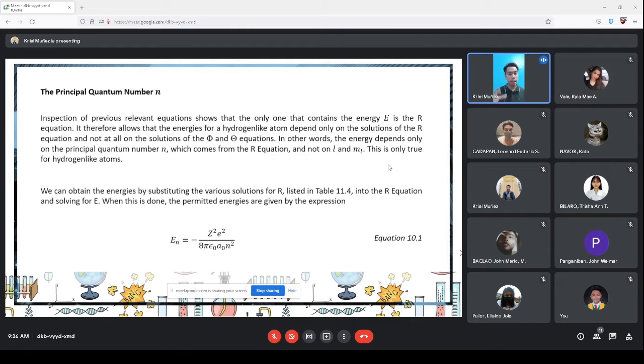So ibig sabihin, one electron system lang siya. The reason why this isn't applicable to higher order atoms, when I say higher order atoms, we're talking about those which have two electrons or more. Those electrons actually do not behave the same way as they did during the time na hydrogen-like lang sila.